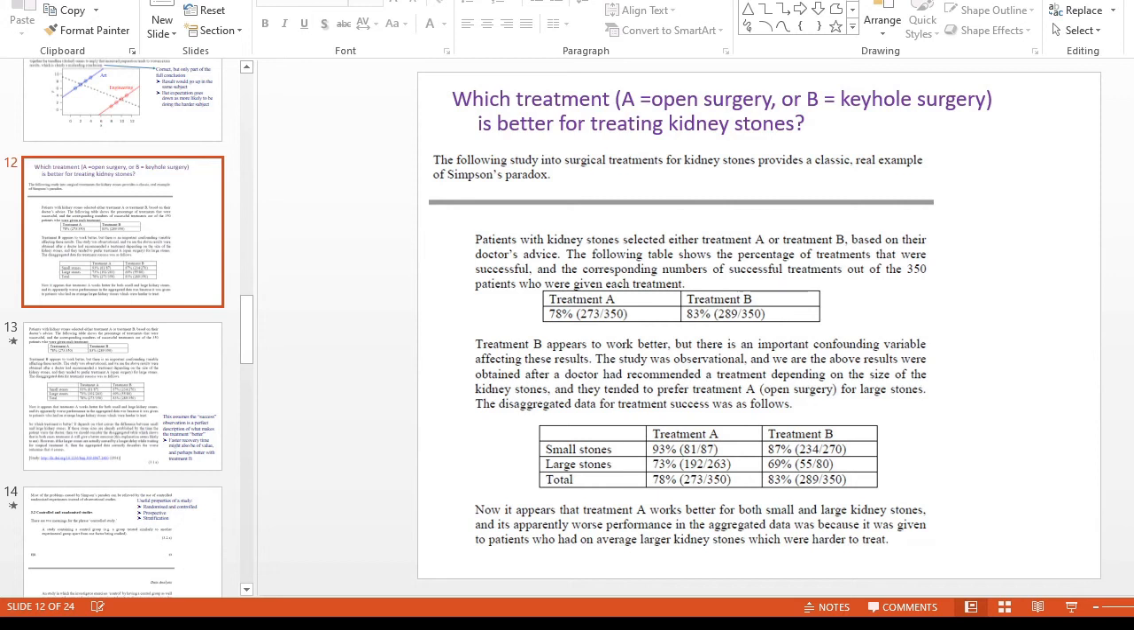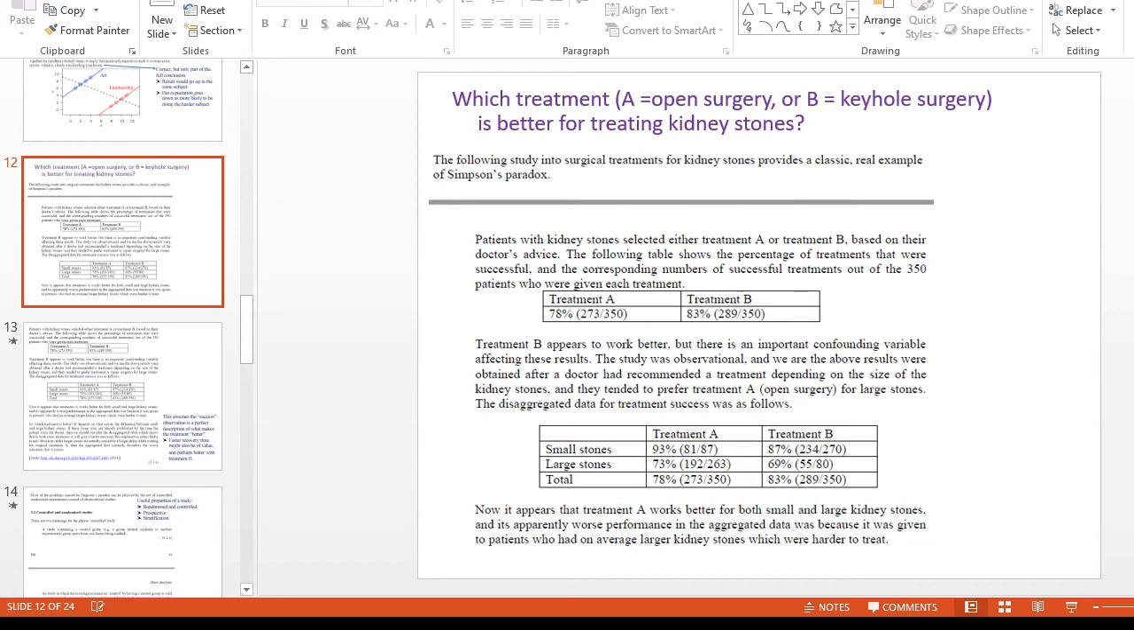But anyway, treatment A and treatment B. Treatment B, if you look at, there were 350 patients who chose each type of surgery, and apparently a higher percentage of the patients were treated successfully, for some medically suitable definition of success, with treatment B. So apparently treatment B works better.